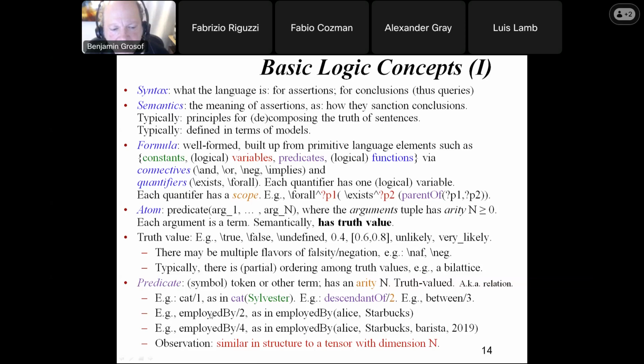It might be that the same symbol token has different arities. For example, employed by could be applied with arity 2 to assert that Alice is employed by Starbucks, or might have arity 4, as in Alice is employed at Starbucks as a barista, as her job role or position title, and 2019 as the time parameter of her employment. Now, if you're less familiar with logic or KR, you can think of a tensor with dimension n as having a similar structure to a predicate.